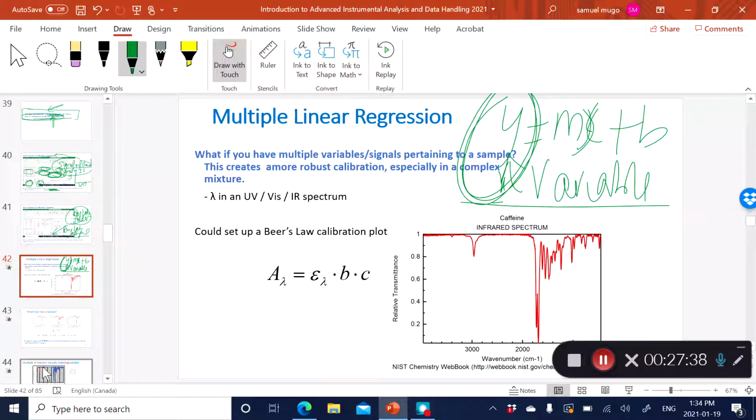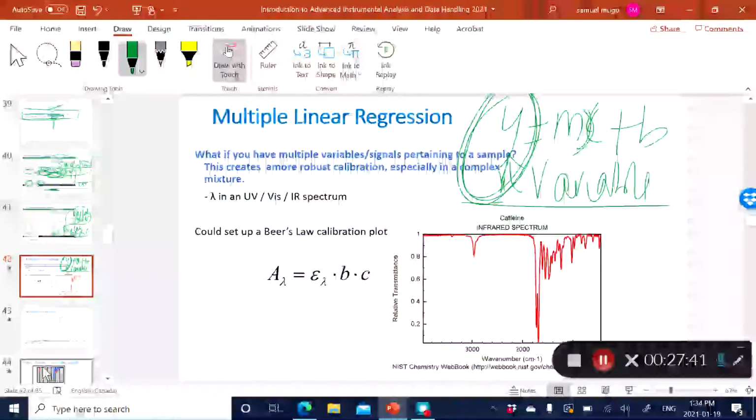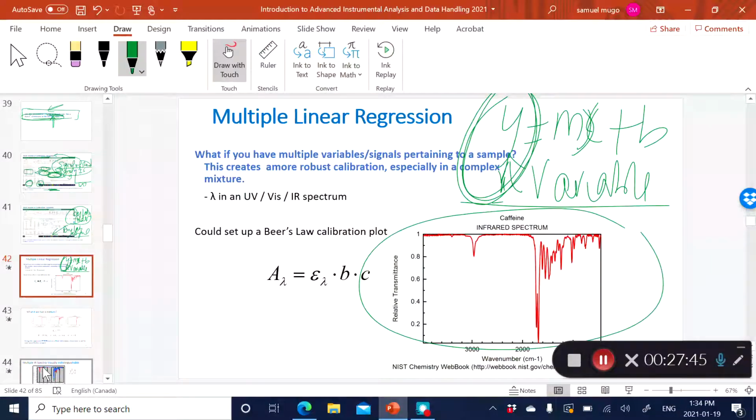However, you're going to realize, depending on the type of instrumentation that you are using, sometimes you would get multiple signals. I'll give you an example. Assume you're analyzing caffeine using FTIR. The caffeine IR spectra looks like that. So the question for you is, which instrument signal should I be using?